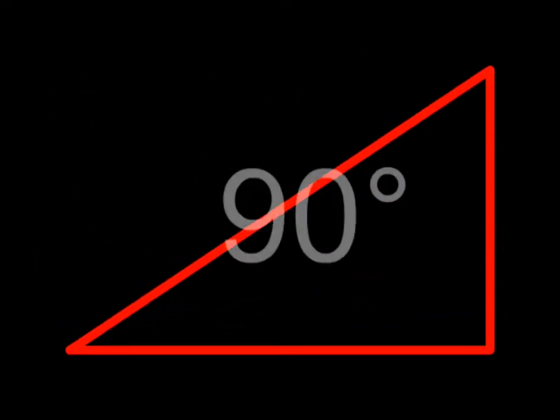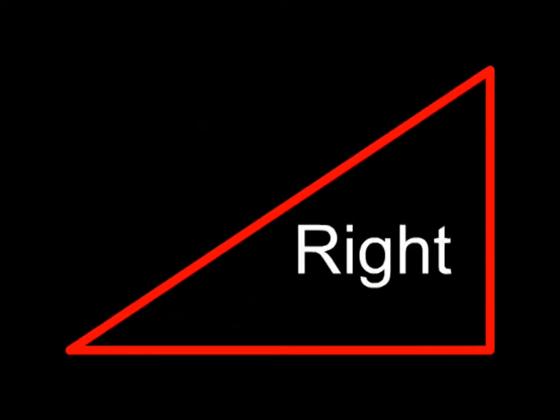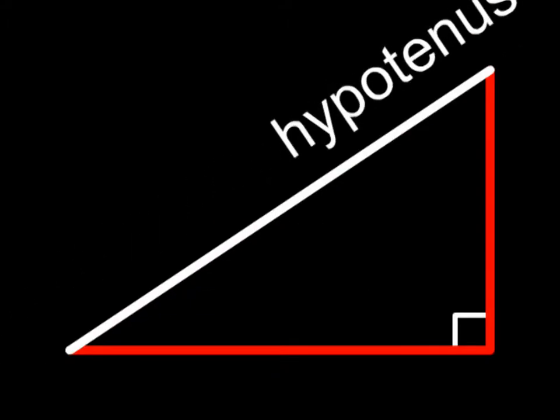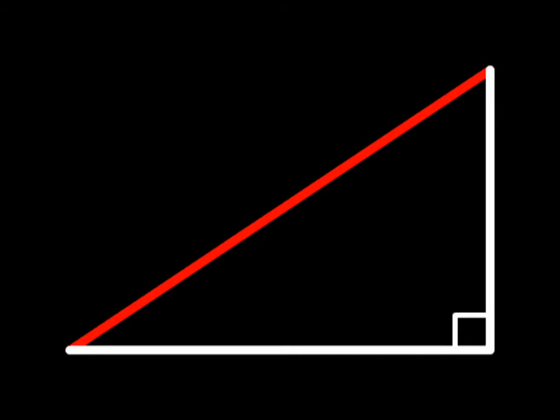If one angle is 90 degrees, it's a right triangle, as denoted with a square indicator. The side opposite the right angle is called the hypotenuse. Sides adjacent to the right angle are sometimes referred to as legs.